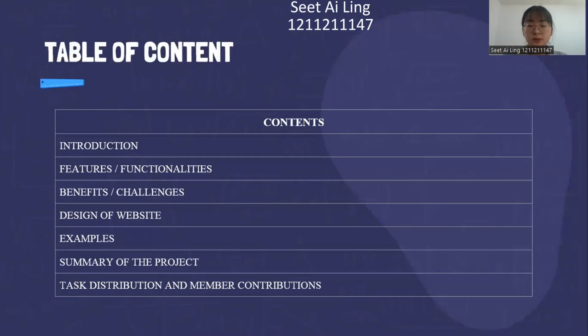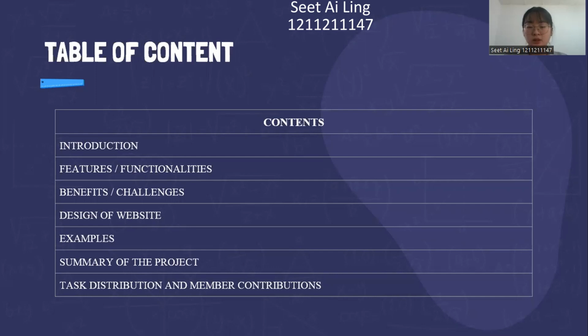This is our table of contents. The first one is the introduction of metrics. The second one is the features and the functionalities. The third one is benefit and challenge. The fourth one is the design of the website. And the fifth one is the examples. The sixth one is our summary of the project. And the last one is our task distribution and the members' contribution.